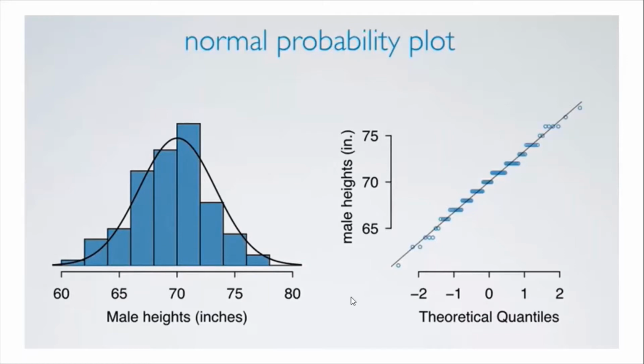So we can look at the mean height and draw a normal curve and overlap it on this histogram. And then we can see that this height is fairly normal. This is one way to do that. Another way to visualize is what we call the normal probability plot, which is the theoretical quantiles plot.